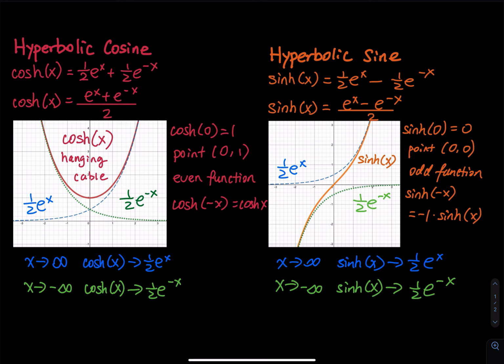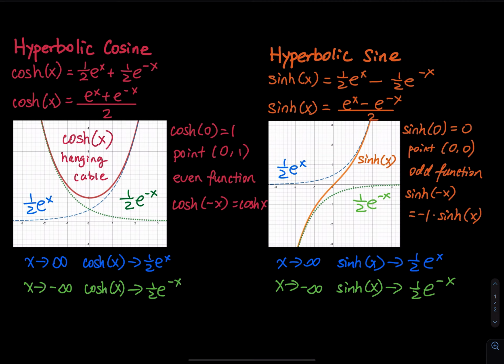For hyperbolic sine, we have sine and then an h. The h stands for hyperbolic. So hyperbolic sine of x is equal to half e to the x minus half e to the negative x. The difference between cosine and sine is that for cosine you have a plus, for sine you have a minus. Of course, I am talking about hyperbolic. Usually the textbook will just write hyperbolic sine of x equals e to the x minus e to the negative x, divided by 2.